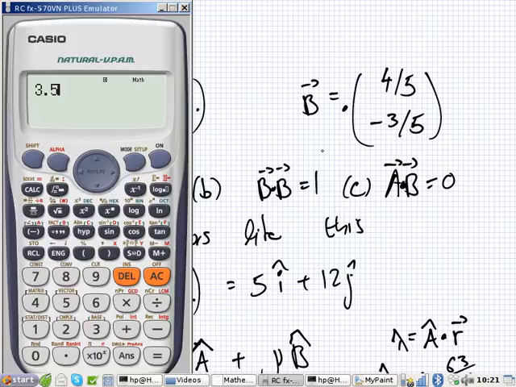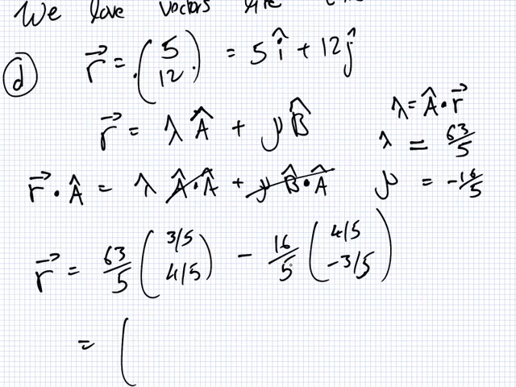Three-fifths times, what was the first part? 5 plus 4/5 times 12. Oh no, I apologize, it is 63 over 5.